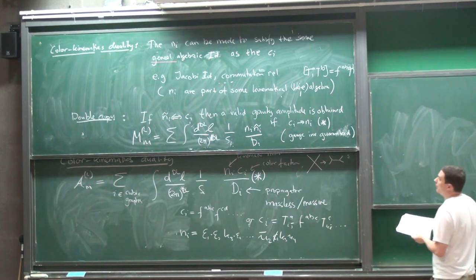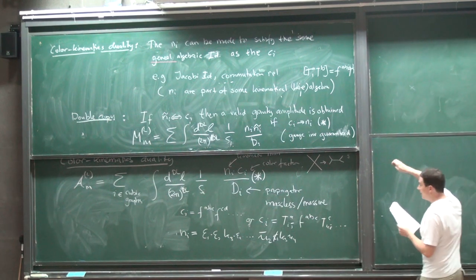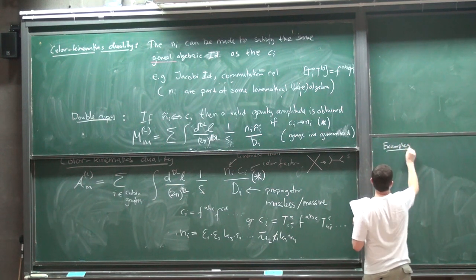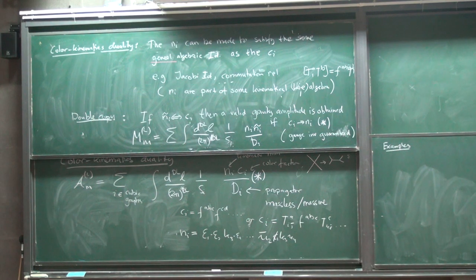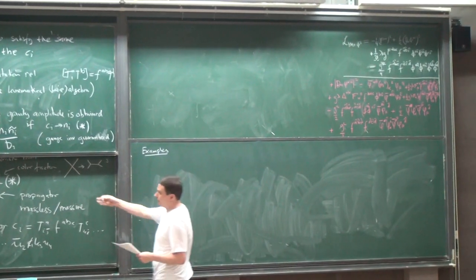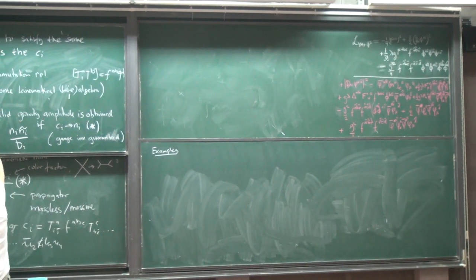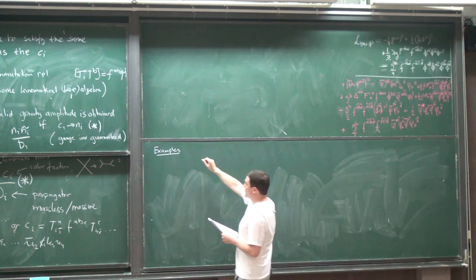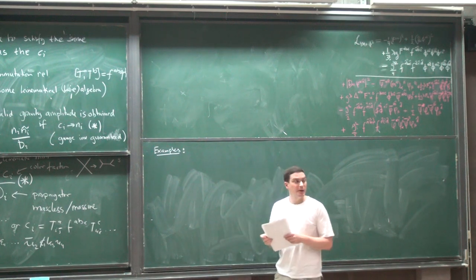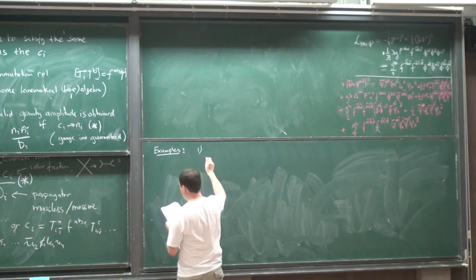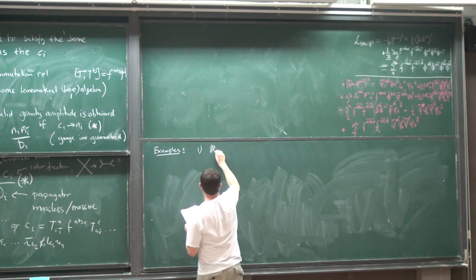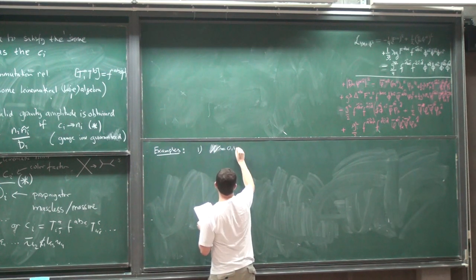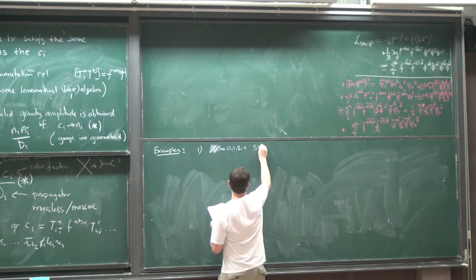Let me say something about examples where this structure has been observed or demonstrated, not necessarily proven, because this is very hard to prove at loop level. Just to give you some examples of theories where this has been demonstrated. The first series where this was discussed was n equals 0, 1, 2, and 4 super Yang-Mills.